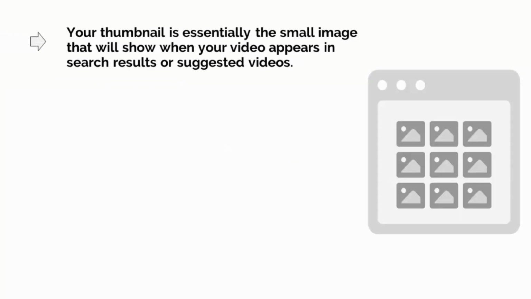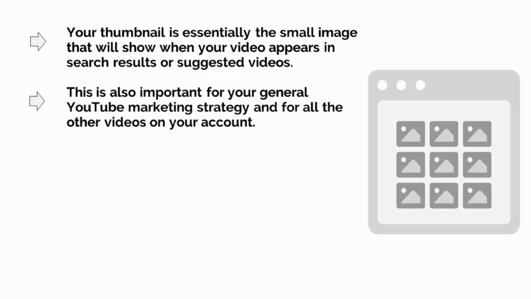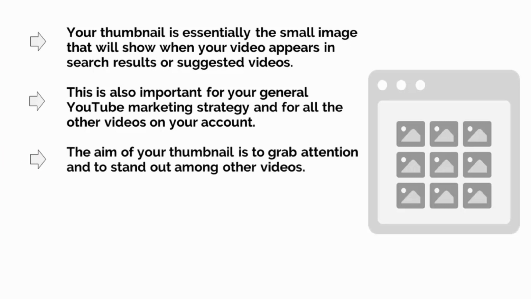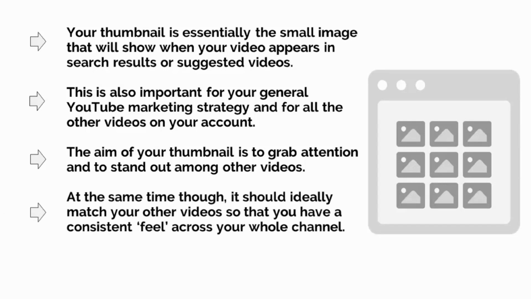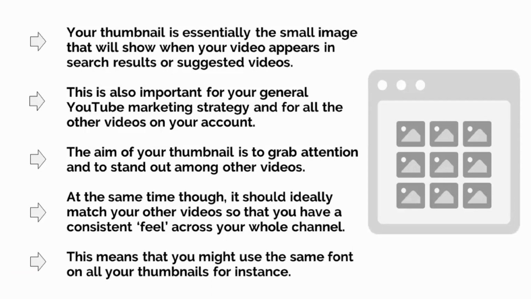Your thumbnail is essentially the small image that will show when your video appears in search results or suggested videos. This is also important for your general YouTube marketing strategy and for all the other videos on your account. The aim of your thumbnail is to grab attention and to stand out amongst the other videos. At the same time, though, it should ideally match your other videos so that you have a consistent feel across your whole channel. This means that you might use the same font on all your thumbnails, for example.